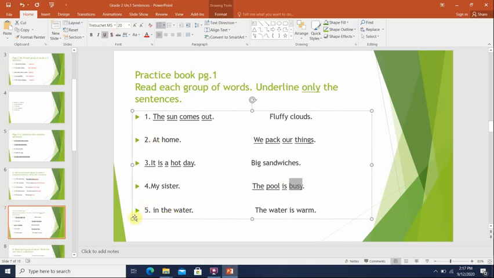Okay, number 5. The first group of words says in the water. The second group says the water is warm. So in the water, what's in the water? We don't know. It didn't say. The second group of words says the water is warm. It's telling you that the water here is warm. So this is the sentence. Remember, a sentence tells you a complete thought, tells you who the sentence is about and what happens in the sentence. Okay?